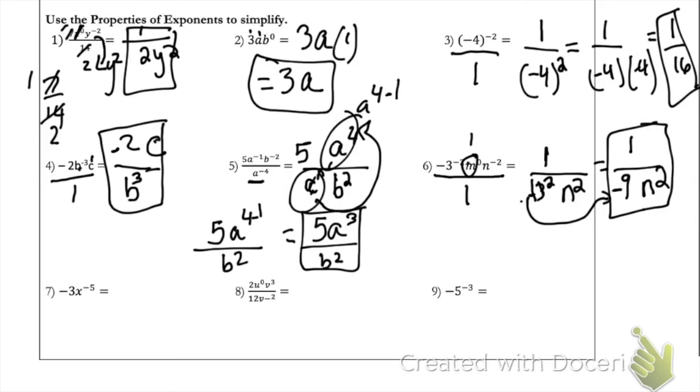Number 7. I can see that I have a negative exponent that I need to move, so I'm going to go ahead and make this into a fraction. So the negative 3 is fine where it is because that's not raised to a negative, so negative 3 stays.